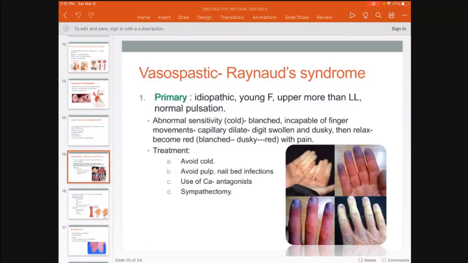And always use a calcium channel antagonist, such as Adalat or Norvasc. It will help and relieve that pain. And if the patient continues complaining, we can do a sympathectomy, either cervical sympathectomy in the upper limb, or lumbar sympathectomy for the lower limb.